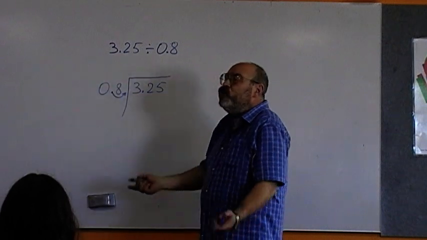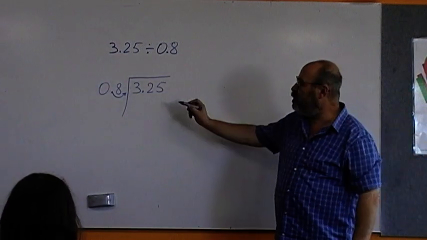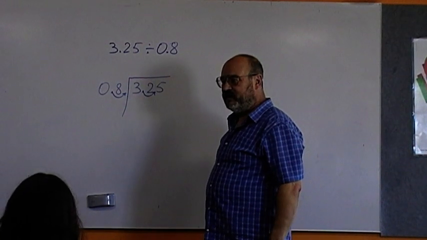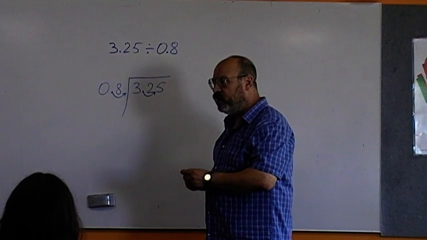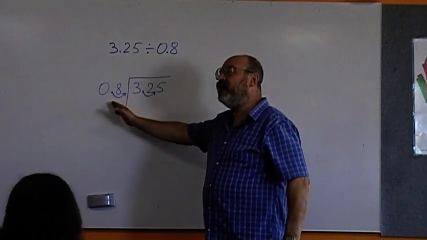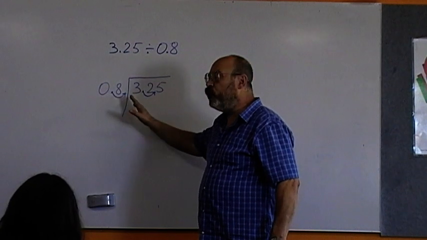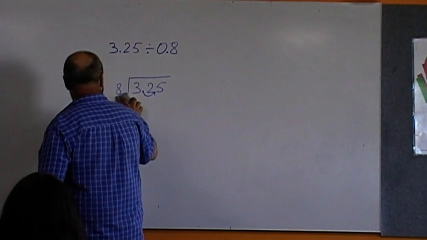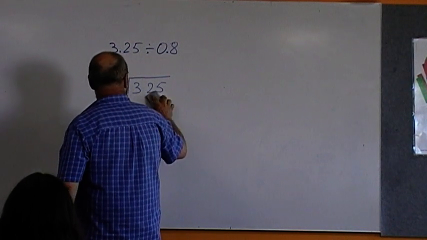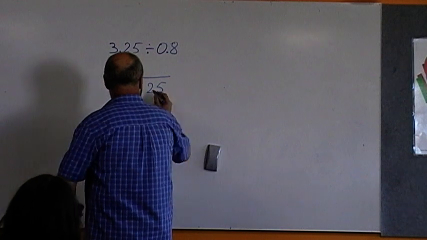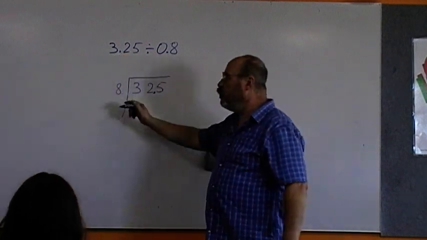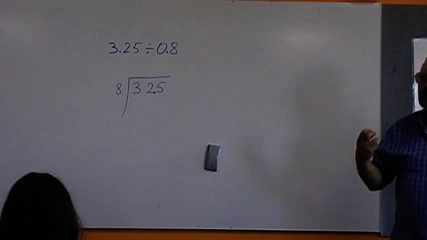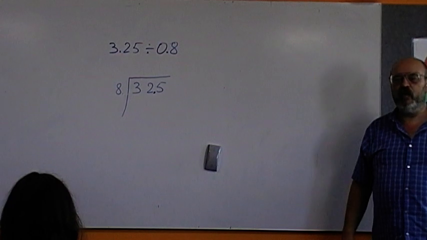Yes, we need to move the decimal point one step to the right here. Do you divide after, back to normal? No, we move it at both. We move the decimal point the same number of steps at both. So now we're dividing 0.8 into 32.5, so we're dividing 32.5 by 8. Before dividing, you must make the divisor a whole number by moving the decimal point.